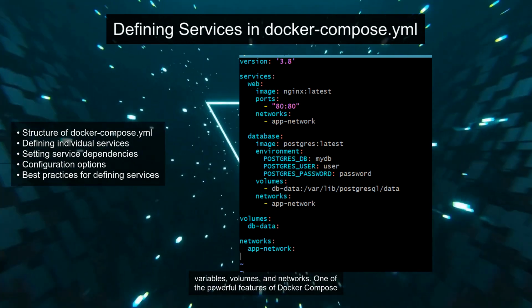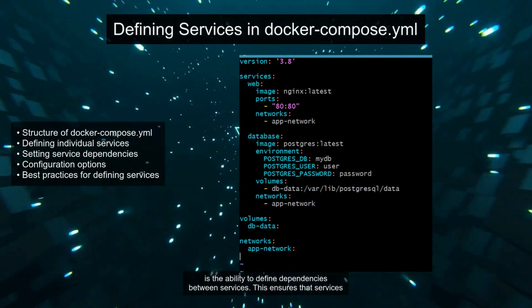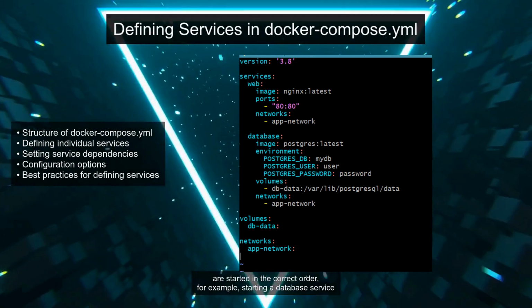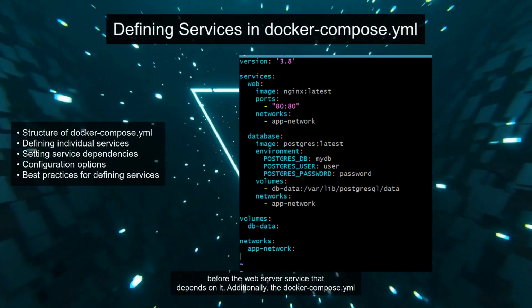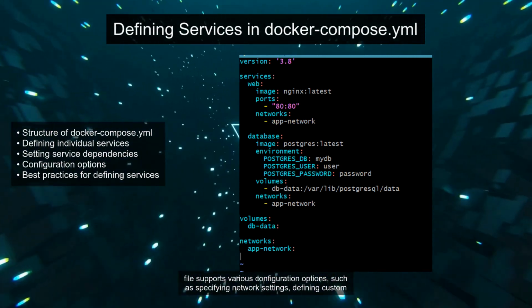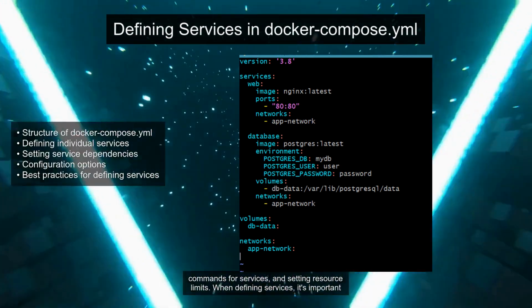One of the powerful features of Docker Compose is the ability to define dependencies between services. This ensures that services are started in the correct order, for example, starting a database service before the web server service that depends on it. Additionally, the docker-compose.yml file supports various configuration options, such as specifying network settings, defining custom commands for services, and setting resource limits.